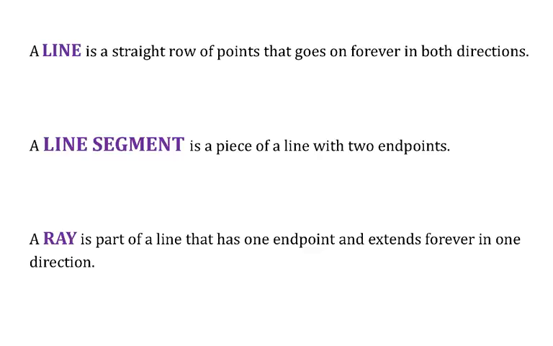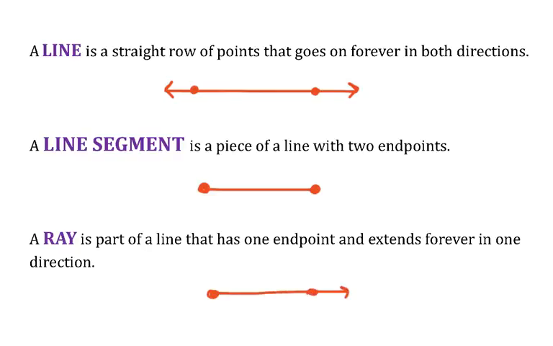A line is a straight row of points that goes on forever in both directions, as indicated by the arrow on each end. There's a sample point or two for our line. Now, in contrast, a line segment is a piece of a line with 2 endpoints. In other words, it's bounded on both ends, so it does not continue indefinitely in either direction. Finally, a ray has 1 endpoint, and then it extends forever in the other direction. So there are some visual examples of a line, a line segment, and a ray.